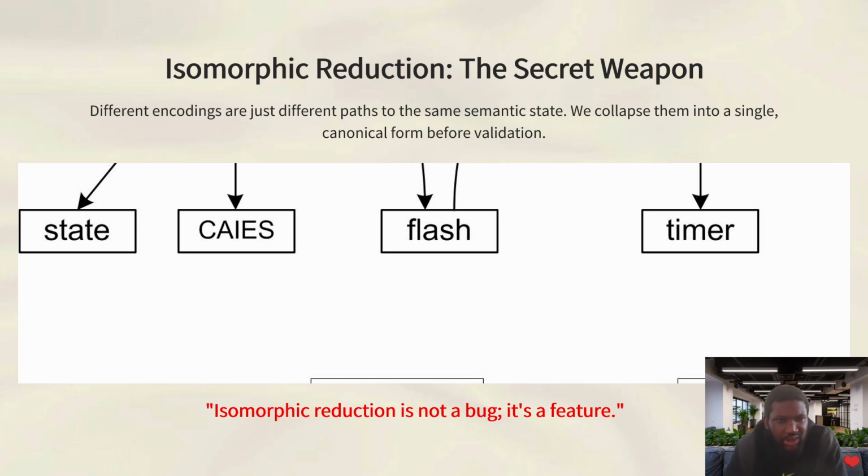Isomorphic reduction. Basically, isomorphic reduction is a concept: I take a state, and different encoders are just different paths to semantic states. We collapse them into a single canonical form. The canonical form is just the simplest model that's used for the standard application of real-world systems.